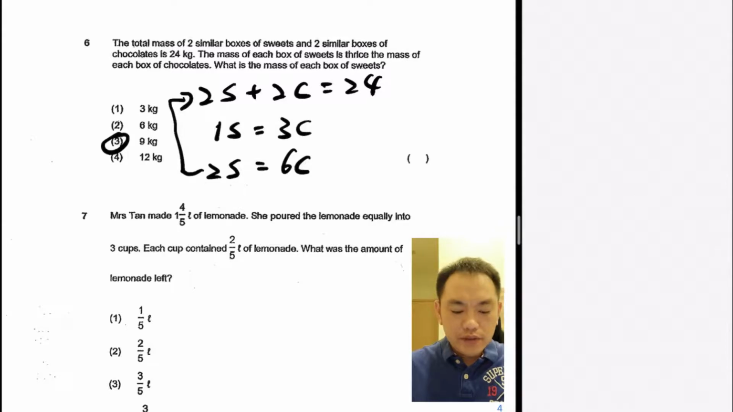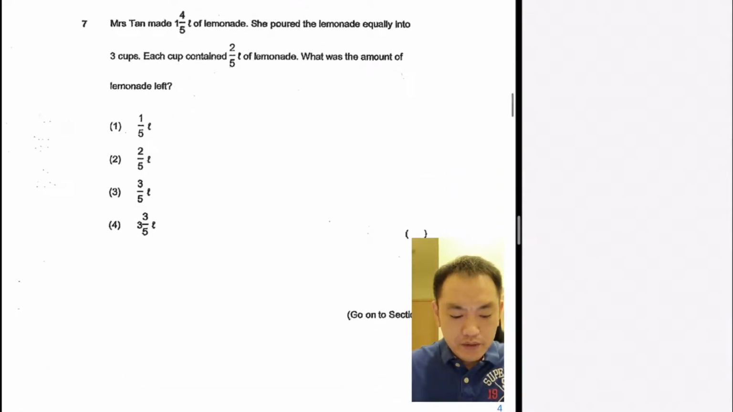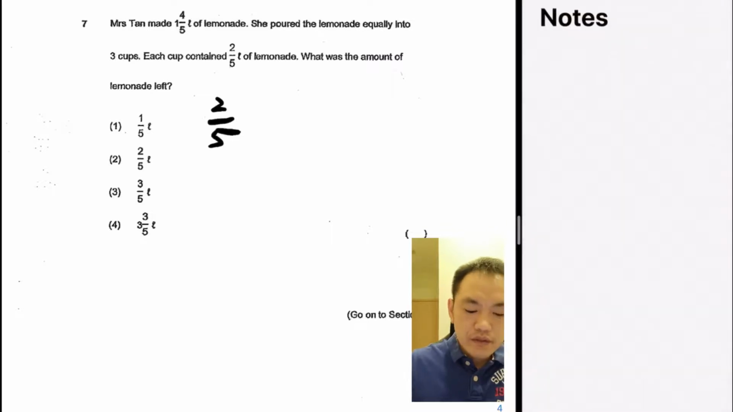Okay, let's move on to question 7. Mrs. Tan made 1 and 4 out of 5 liters of lemonade. She poured the lemonade equally into 3 cups. Each cup contained 2 out of 5 liter of lemonade. What's the amount of lemonade left? Okay, so totally she has 1 and 4 over 5 liters of lemonade, and then she poured the lemonade equally into 3 cups. So each cup has 2/5 liter of lemonade, and there are totally 3 cups.